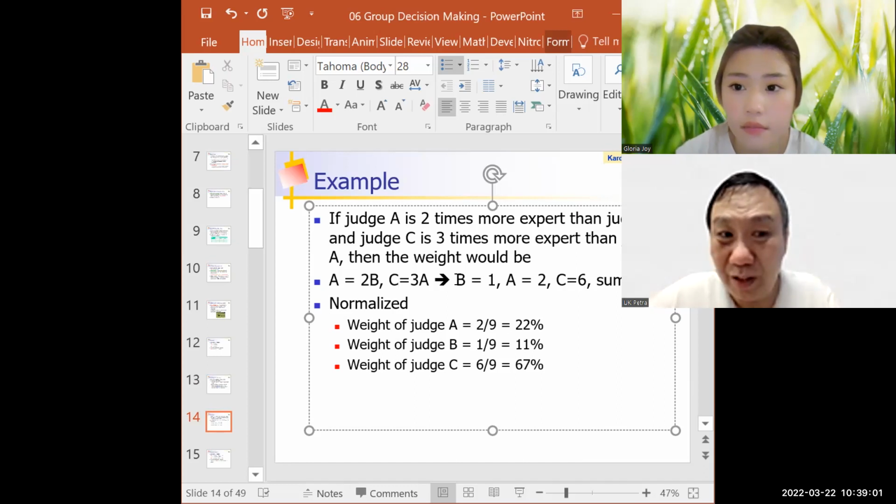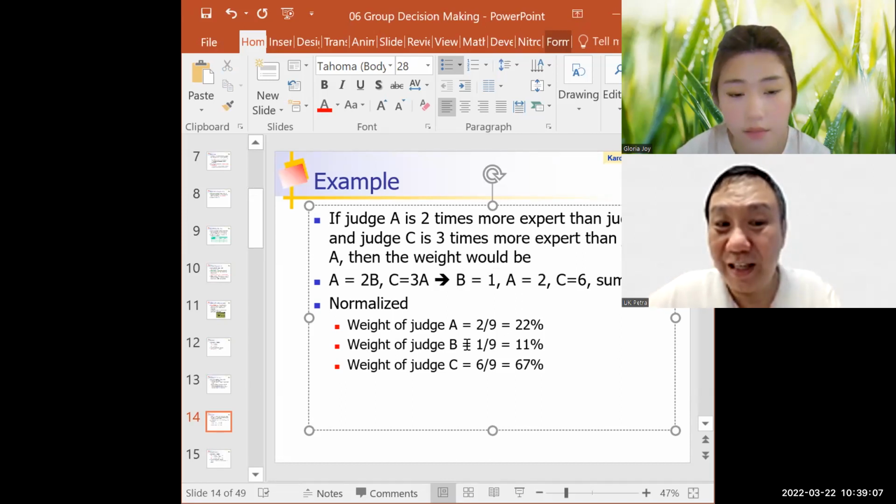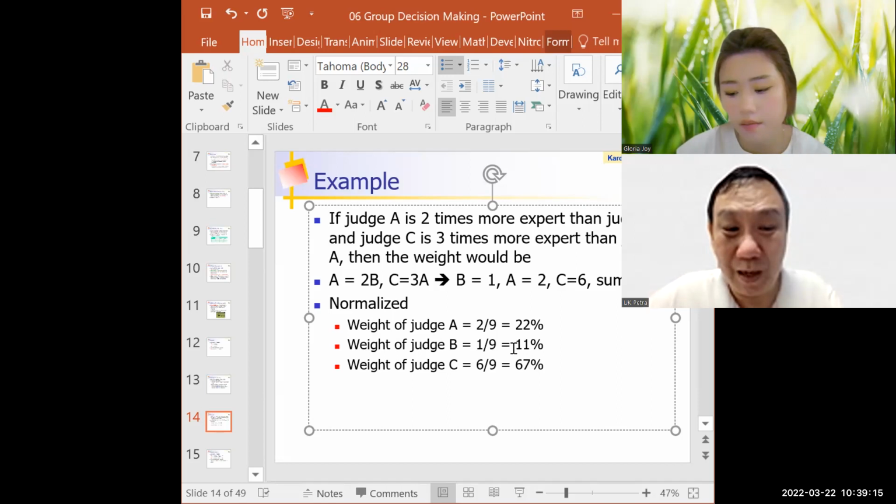You add all of this, and the 3 of them become 9, right? Then the weight of Judge A is actually 2 over 9, so 22%. Judge B becomes 11%, and Judge C becomes 67%.